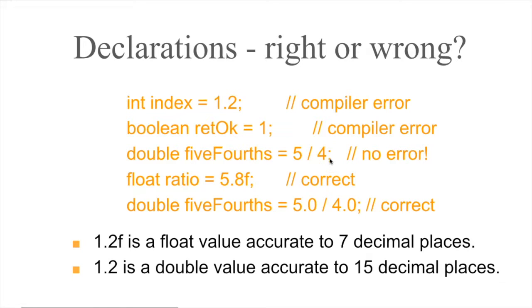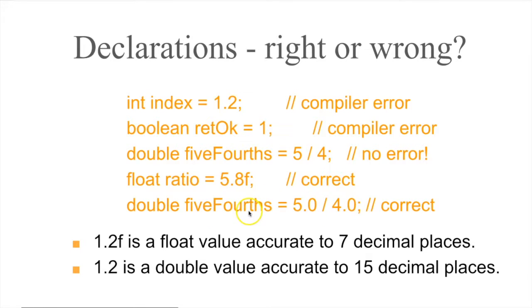Now this will not give you an error, but the answer is going to be a bit strange, because whenever you divide a whole number 5 by a whole number 4, the result is going to be a whole number as well. The result is going to be 1, because 4 goes into 5 once. That would be the whole number answer. And so therefore 5/4 is going to be equal to 1, which is not what you expected.